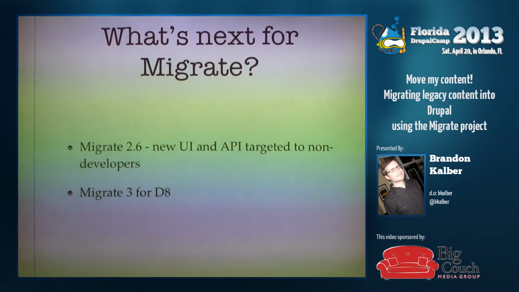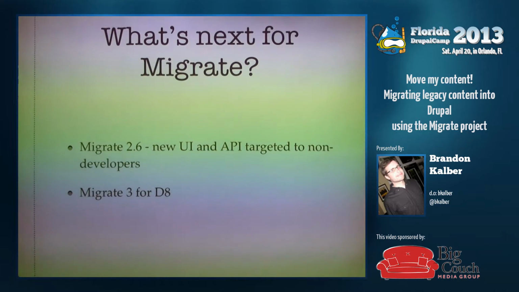Migrate 2.6 is under development. According to the project page, it's really focusing on a new UI and also a new API that I don't know much about. I'm just putting it out there, but apparently it's tailored to let module developers create more of a wizard-style UI, allowing more non-developers to use the Migrate framework for their migrations. So maybe it's becoming another version of these.